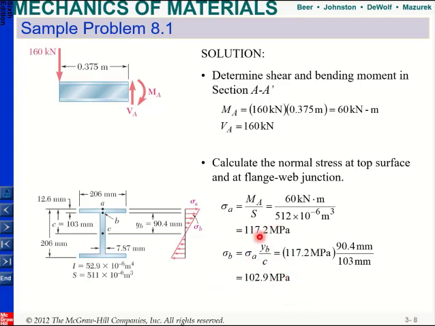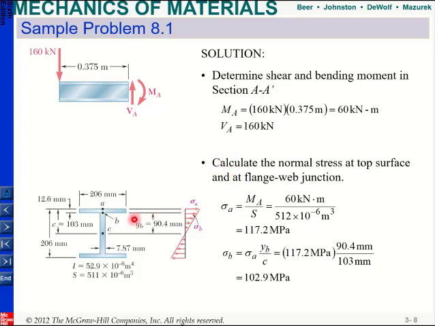And as you can see, my maximum normal stress due to moment is 117.2, and at point B it's equal to 102.9. So they're not that different. So this is why this point is critical. Okay, so normal stresses, we can find them.